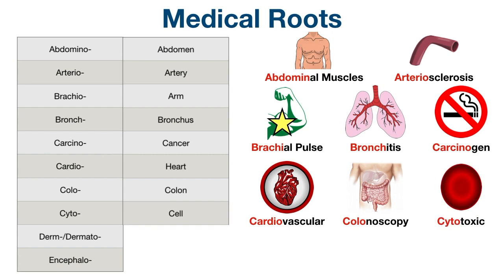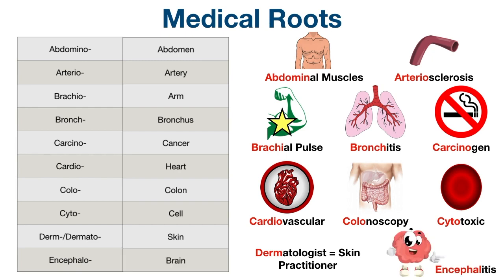Cyto is the next root, and it means cell. An example medical term would be cytotoxic. And if something is cytotoxic, it means it's toxic to living cells. Next we have derm or dermato, which refers to skin. A dermatologist is a medical practitioner who specializes in treating and diagnosing skin conditions.